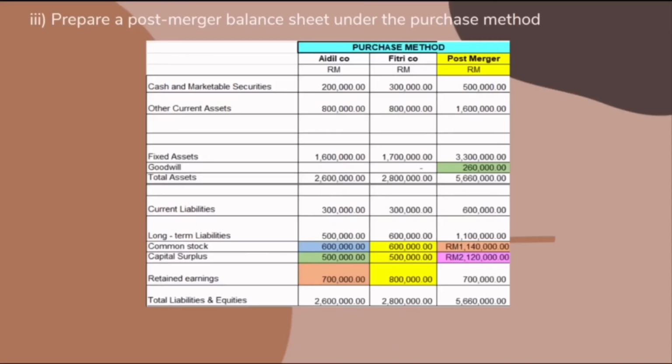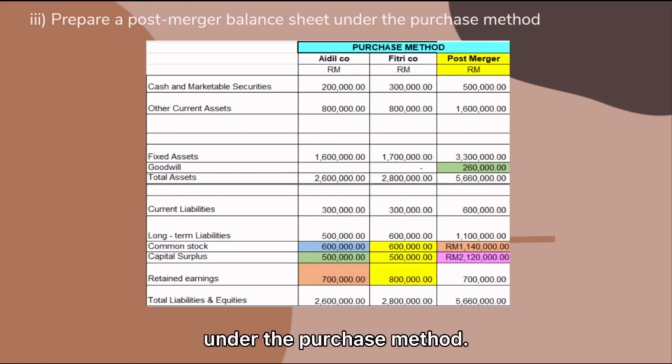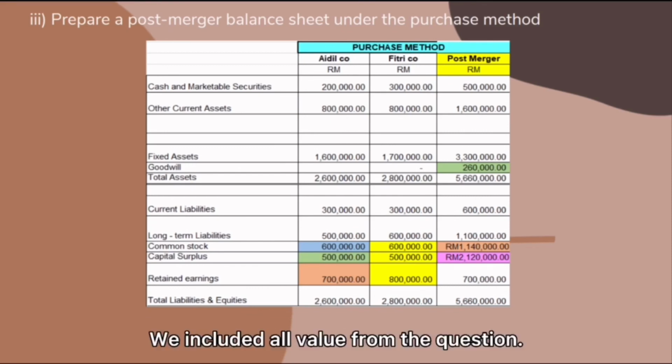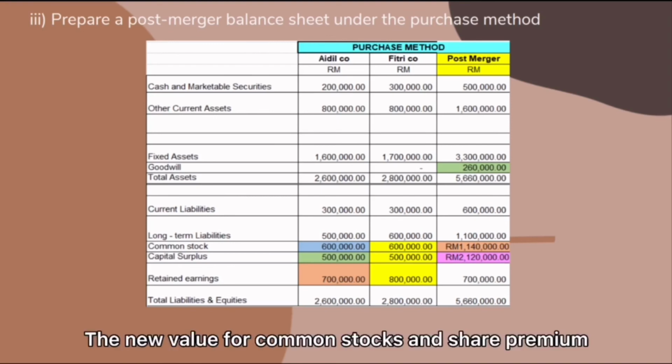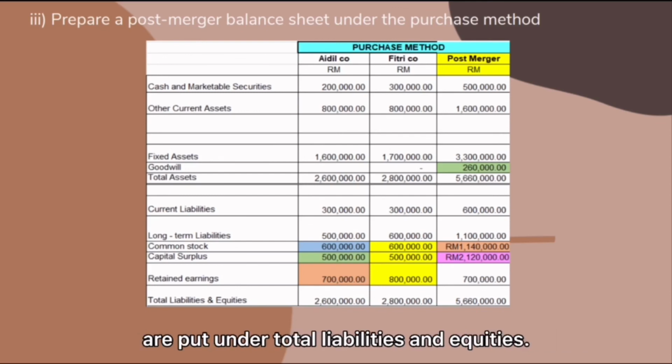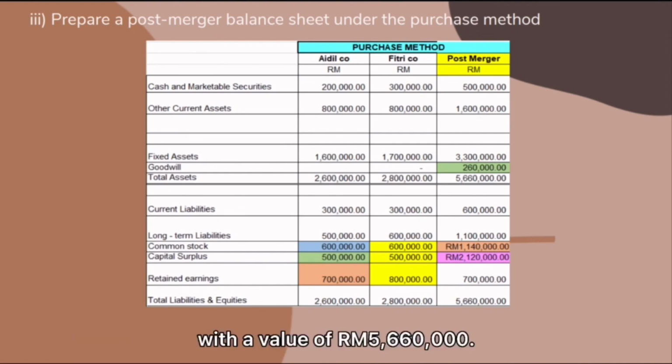The table above is the post-merger balance sheet under the purchase method. We include all values from the question. The goodwill is put under assets. The new values for common stock and share premium are put under total liabilities and equities. Based on the table above, the balance sheet is balanced with a value of 5,660,000 ringgit.